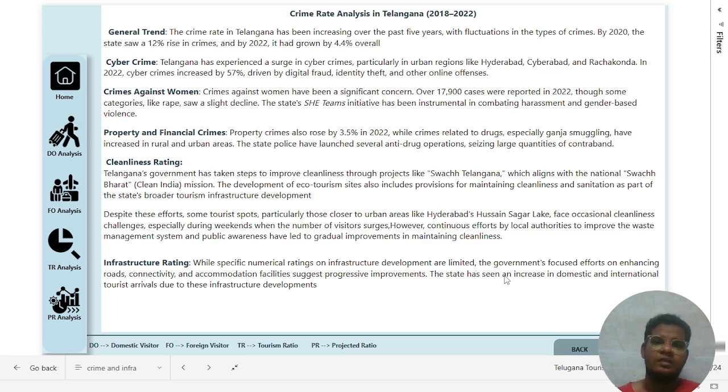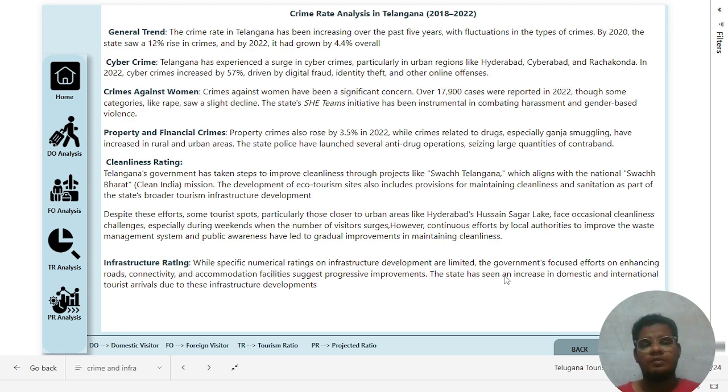Telangana experiences such cyber crimes, particularly in regions like Hyderabad, Cyberabad, and Rachakonda in 2022. Cyber crimes increased by 57% through digital fraud, identity theft, and other online offences. Crimes against humans also increased over the past years, and 17,900 cases were reported in 2022. Some categories saw a slight decline. The state's She Gives initiative has been instrumental in combating harassment and gender-based violence.